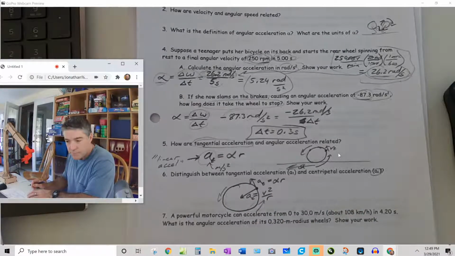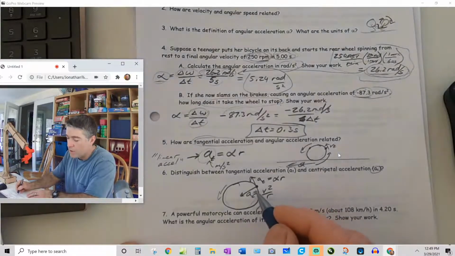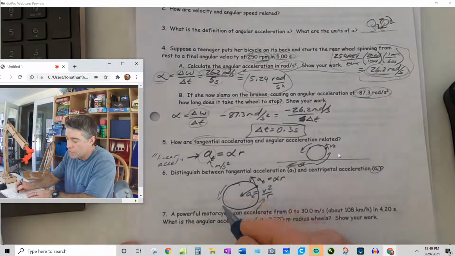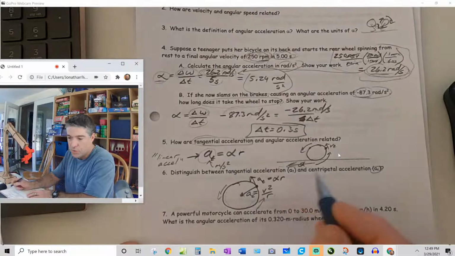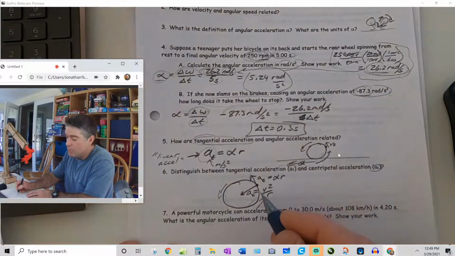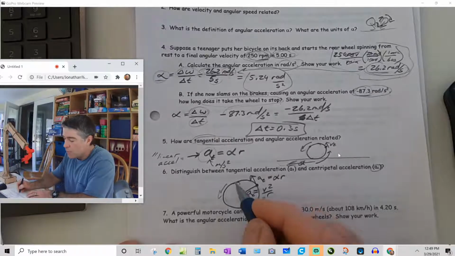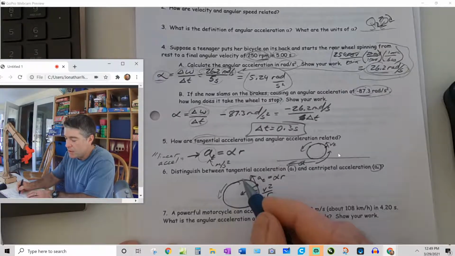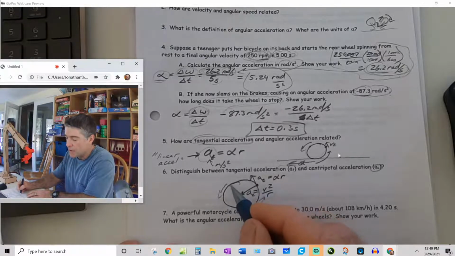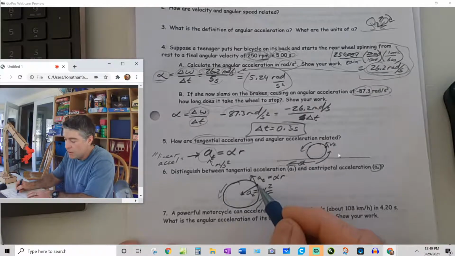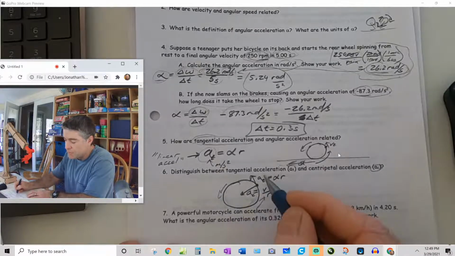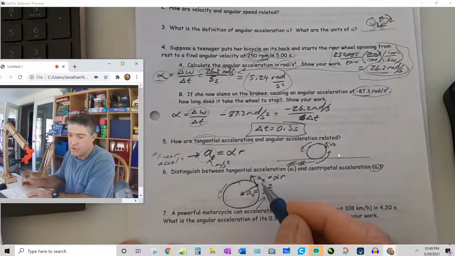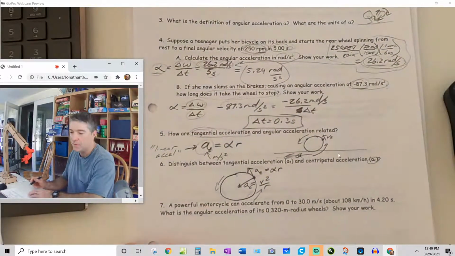So remember the whole mv squared over r thing? If something's moving in a circle, it's accelerating toward the center. At the same time, we never did this because we were doing uniform circular motion, where it's rotating at a constant speed. Things don't have to rotate at a constant speed. They can actually rotate faster and faster and faster, and that's when you get tangential acceleration, which we haven't dealt with yet.